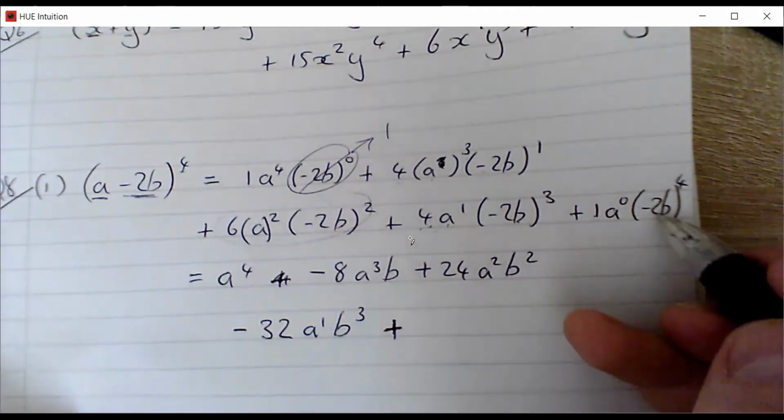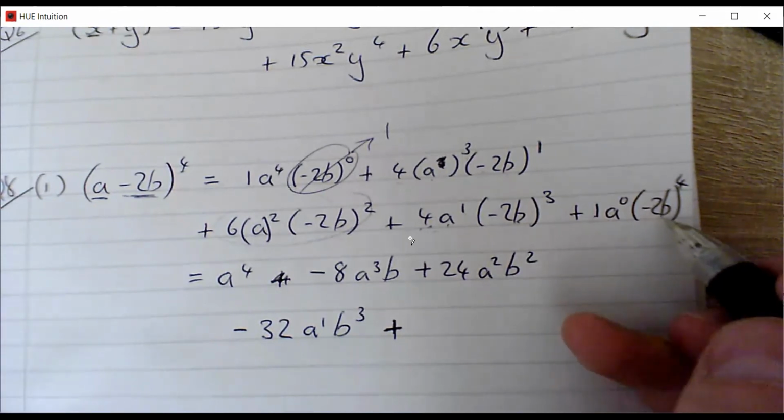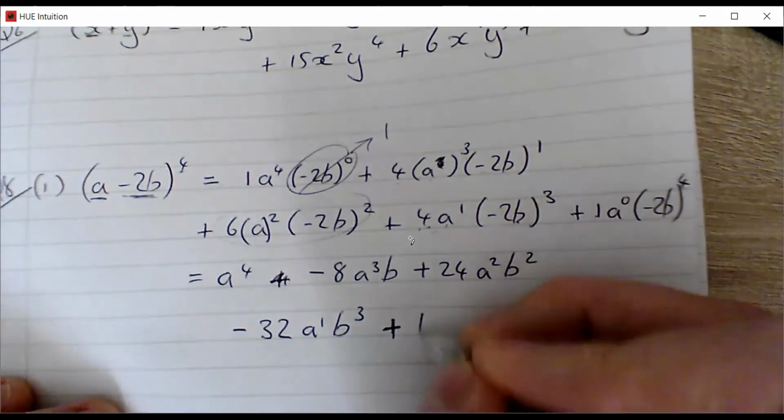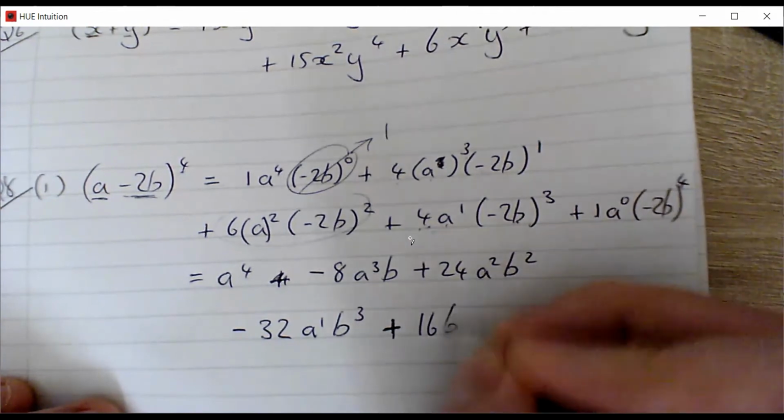That's all 1. So what do we have? 2 by 2 by 2 by 2. That's 4 by 4. That's 16 b to the power of 4.